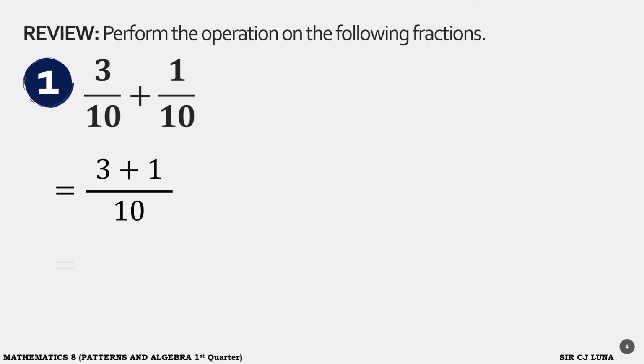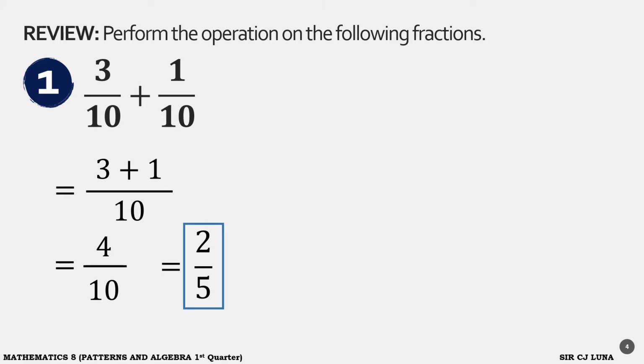So what is 3 plus 1? 3 plus 1 is equal to 4, and then over 10. 4 over 10 can still be simplified by the greatest common factor, which is 2. What is 4 divided by 2? Correct, 2. How about 10 divided by 2? 5. So the answer is 2 over 5.